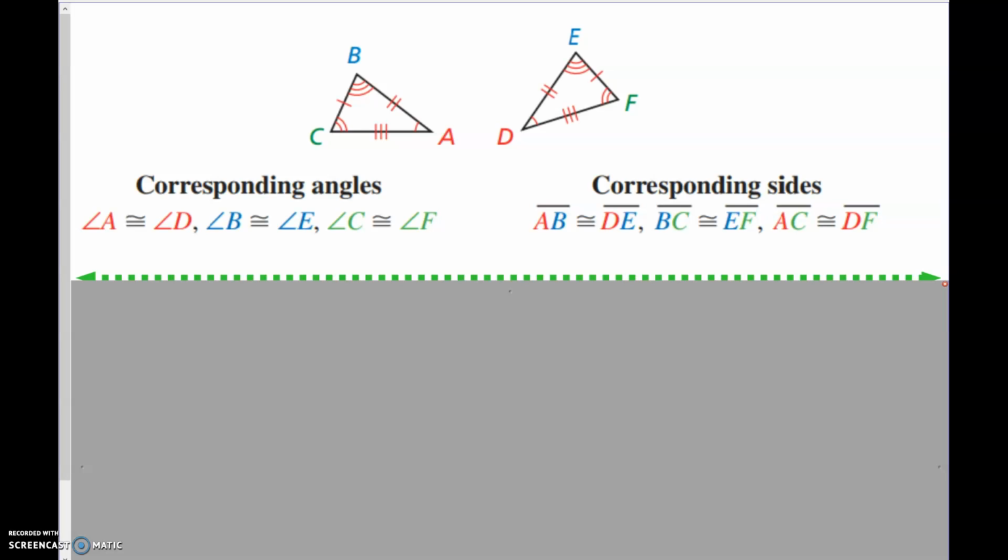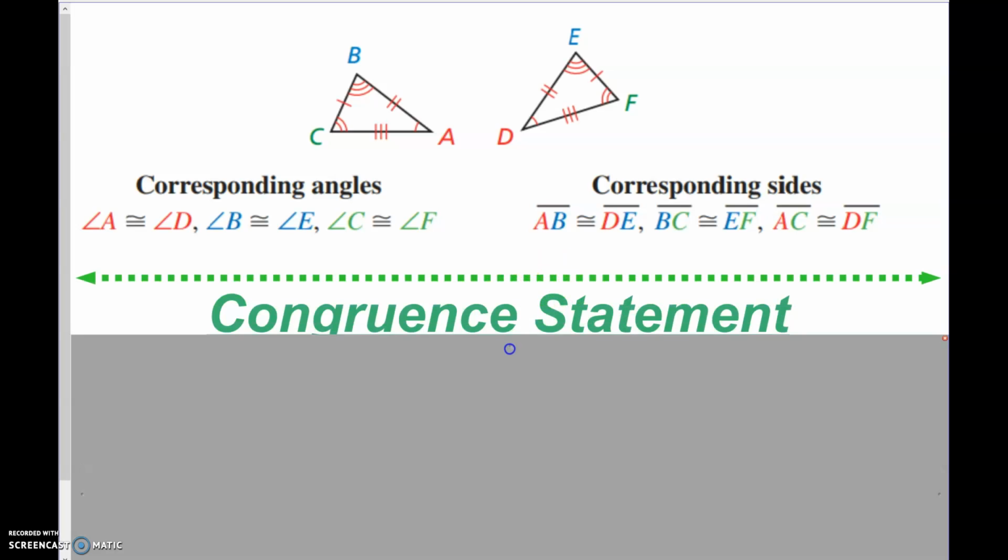So here we have two different triangles, and it looks like angle A and D are congruent. They both have single marks. Angle E and B both have triple marks. F and C both have double marks. So we can say that they are corresponding. And then they go through the sides and do the same thing.